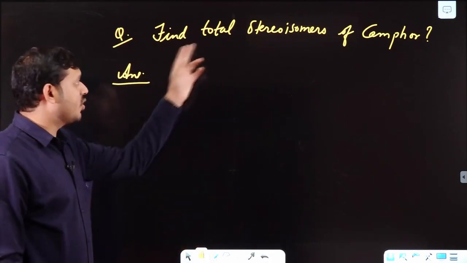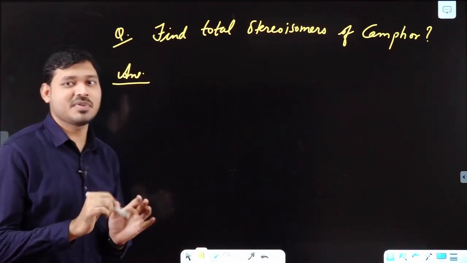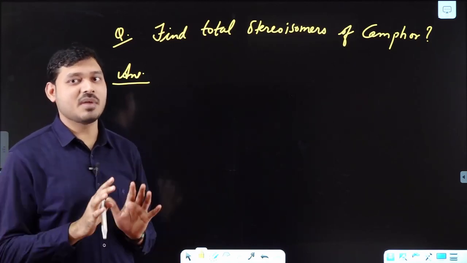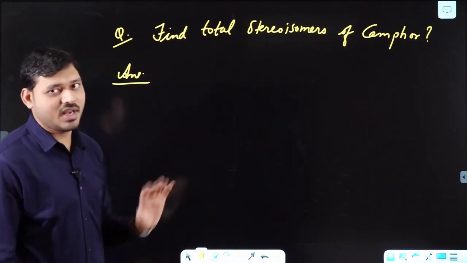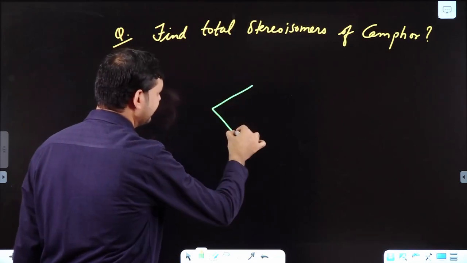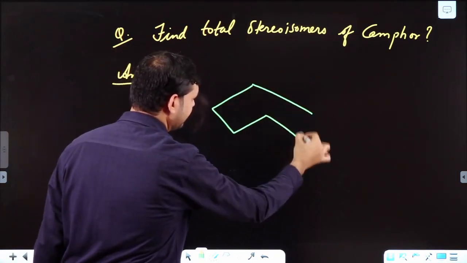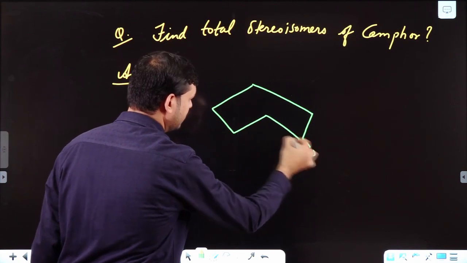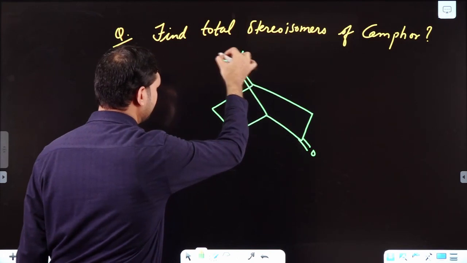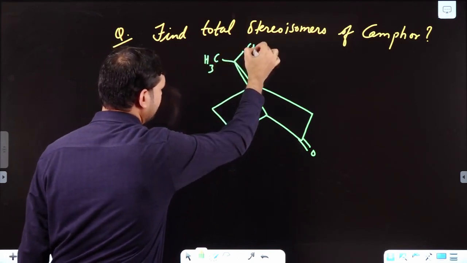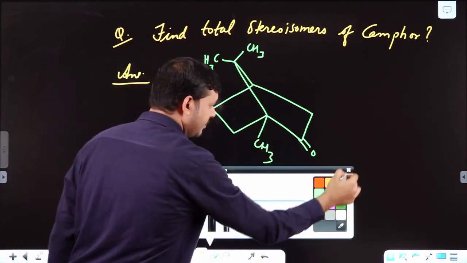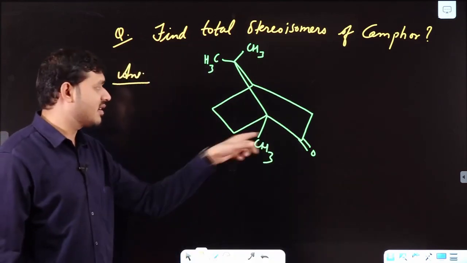See, find total stereoisomers of camphor. Now first of all the question arises, what is camphor? Camphor is actually an organic compound. Okay, camphor is an organic compound. Now let me draw its structure first of all. Okay, so dear students, this is the compound camphor.